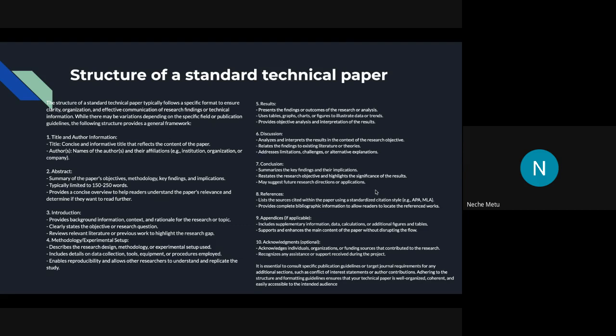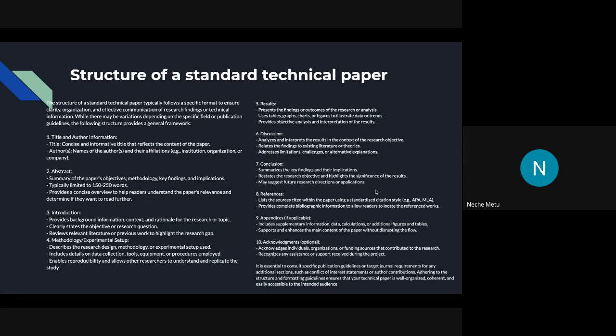Then your results, you have to present your findings or outcomes of the research or analysis. You could use tables, that is the visual representation, tables, graphs, charts, or figures to illustrate your data or trends. You also have to provide objective analysis and interpretation of the results. Then we look at the discussion: analysis and interpretation of results in the context, the environment of the research objective. It relates the findings to existing literature or theories, and you address your limitations, challenges, or alternative explanations. That's when you come in with your own deduction from whatever you did.